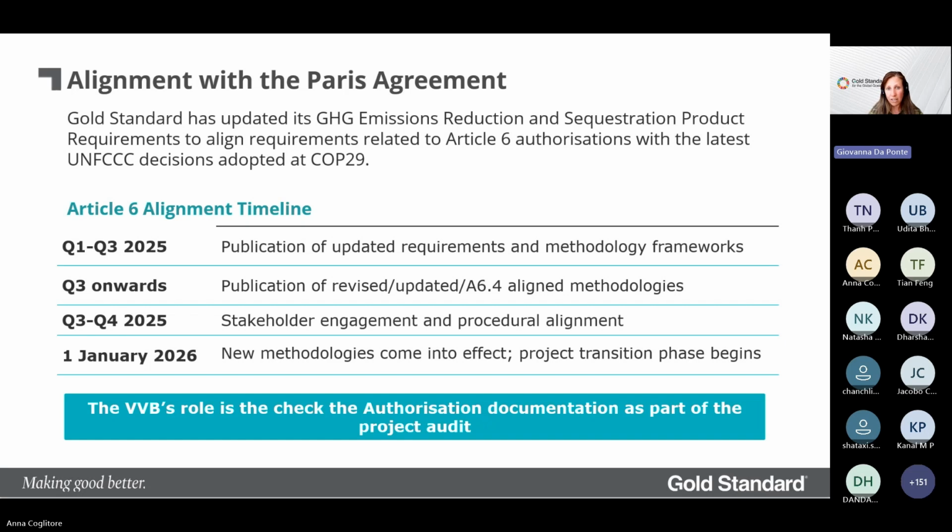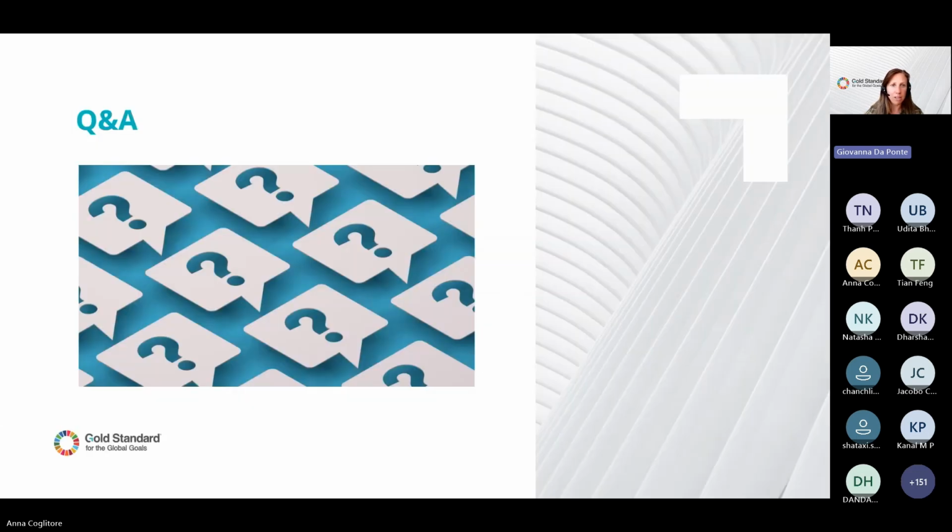Important to mention at this stage is that an essential element of this alignment is the role of our VVBs. So as part of the project audit processes, the VVBs will be responsible for checking the authorization documentation. And this step, of course, ensures that all projects meet the necessary requirements for participation under the Article 6 framework. That's all from my side in terms of alignment to Article 6. So back to you, Anna.